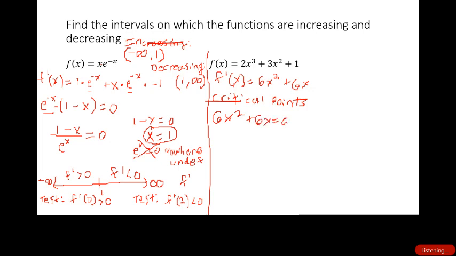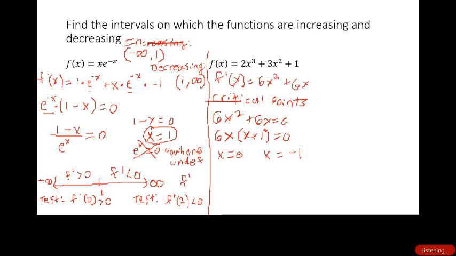So there's a common factor here of 6x. That gives us x plus 1 for the leftovers. And we get two critical points. One of them is x equals 0, and the other one is x equals -1. So we have two critical points, and we're going to do the same thing that we did last time. And these are the only two critical points that we have to worry about.